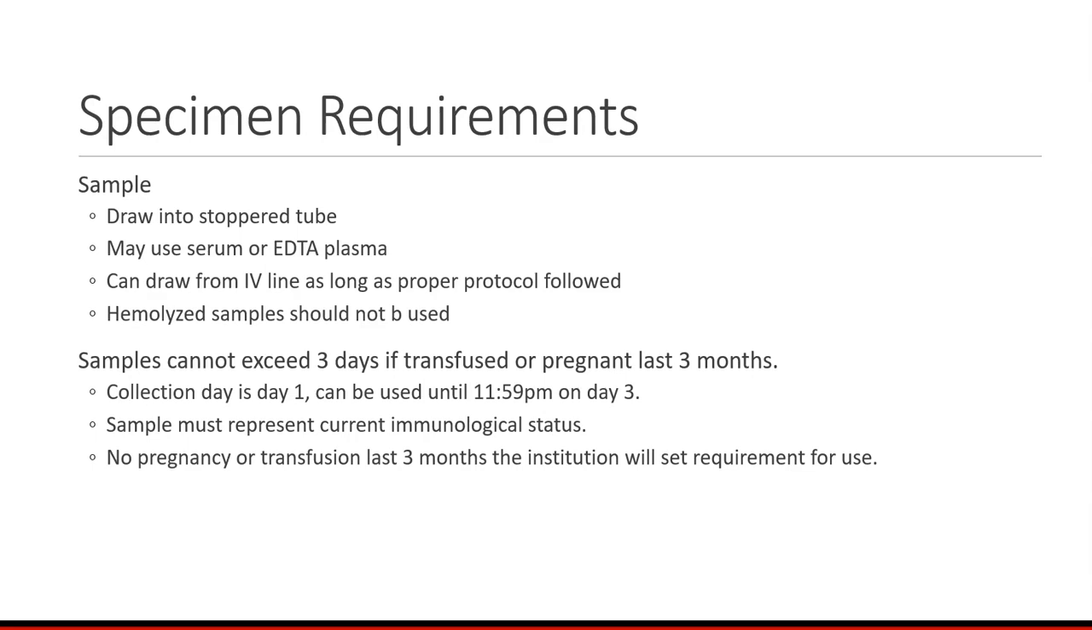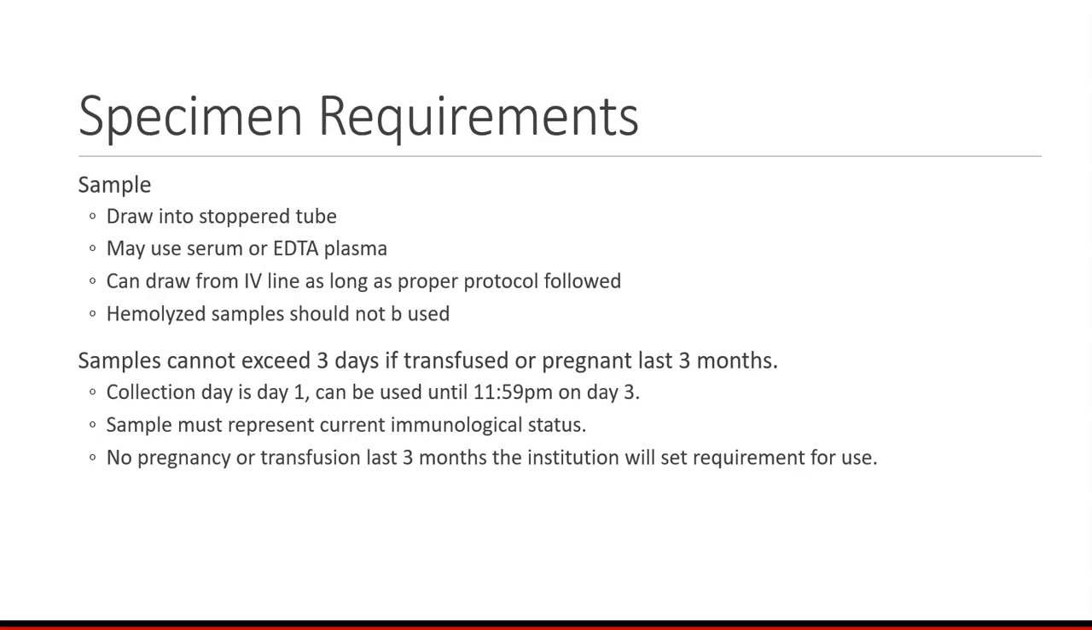Samples cannot exceed 3 days if the patient's been transfused or pregnant in the last 3 months. Put a huge star by that, or note it in the notes you may be taking. I'll say it one more time. Samples cannot exceed 3 days if transfused or pregnant in the last 3 months. So the collection day is day 1, and this can be used until 11:59 p.m. on day 3. The sample must represent the current immunological status of the patient. If there are no pregnancies or transfusions in the last 3 months, the institution will set requirements for use.